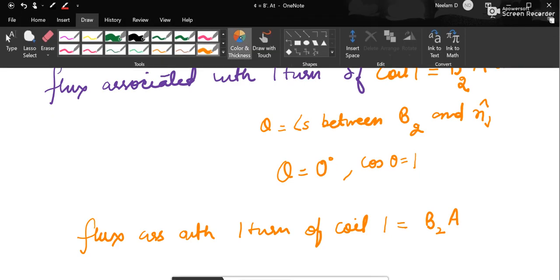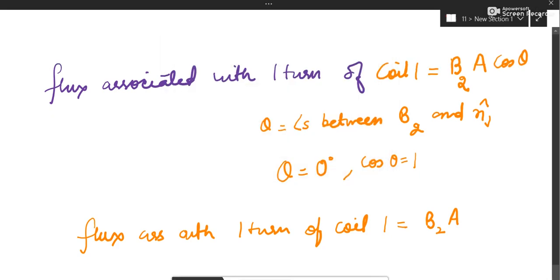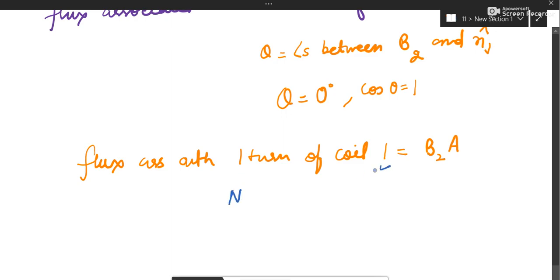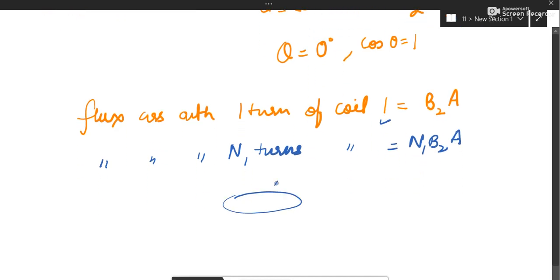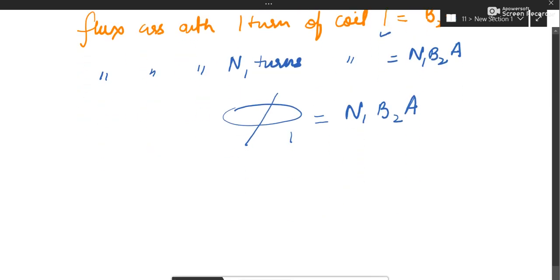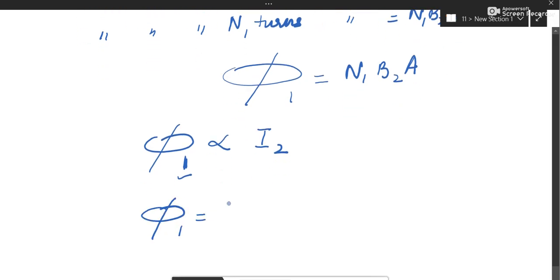Now we'll have to find out the flux associated with all the turns. All the turns means N1 turns. Flux associated with N1 turns is equal to N1 B2 A. So this is my flux ready for the first coil. Also, as per the principle of mutual induction, the flux through the first coil is directly proportional to the current through the second. We'll remove proportionality and we'll get M12, that is the mutual inductance of coil 1 with respect to coil 2, times I2.